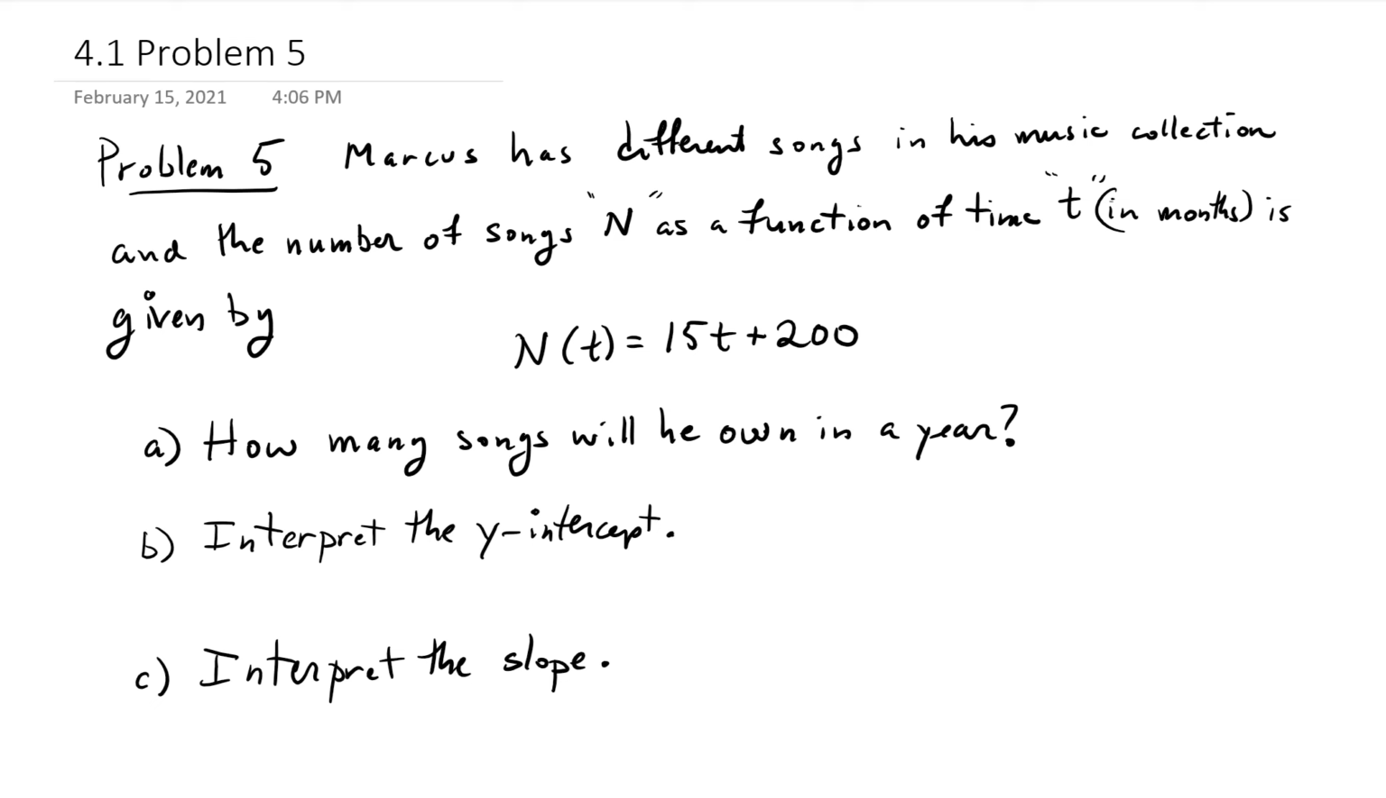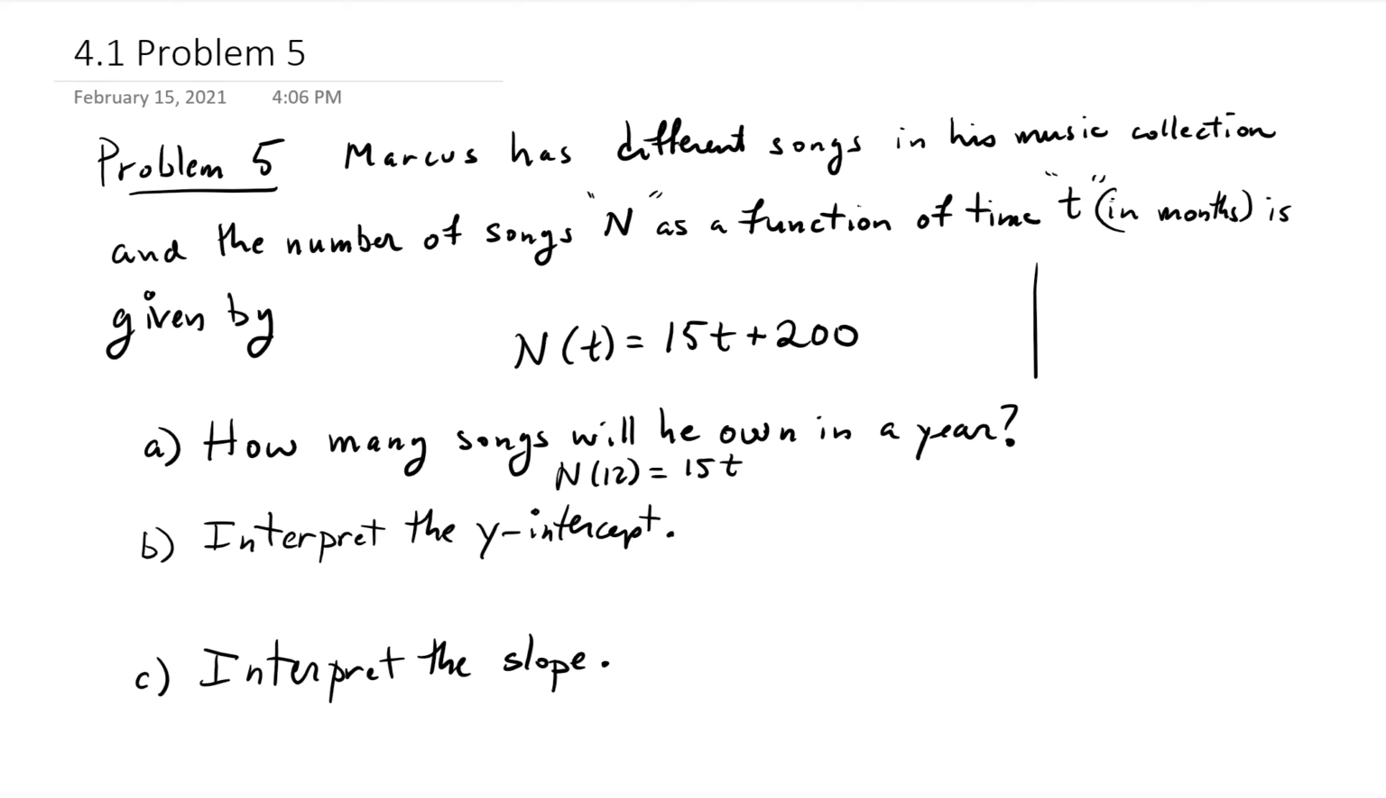So A, how many songs would he own in a year? Do we have to calculate n of 1, like 1 year? Well, actually be careful here because t is in months. So a year is 12 months, so it's n of 12 that we need to calculate here, right? Because he increases the number of songs he has, well, actually we don't know that yet, but we will.